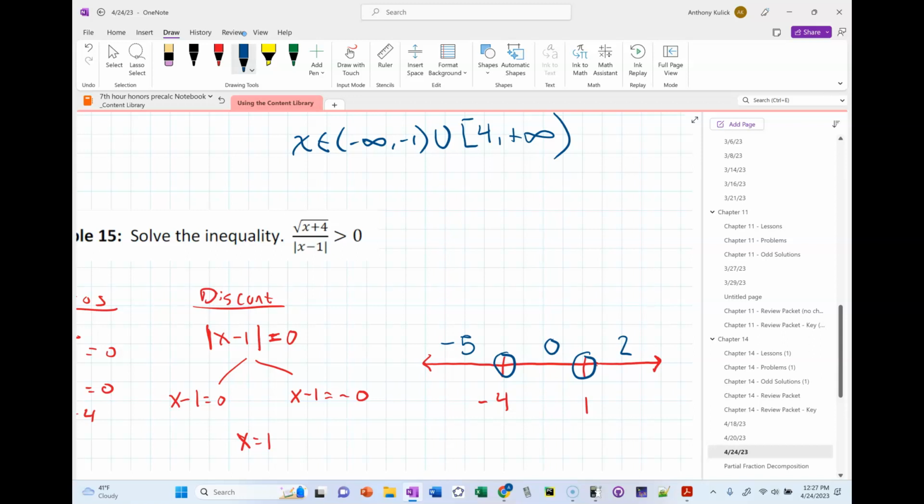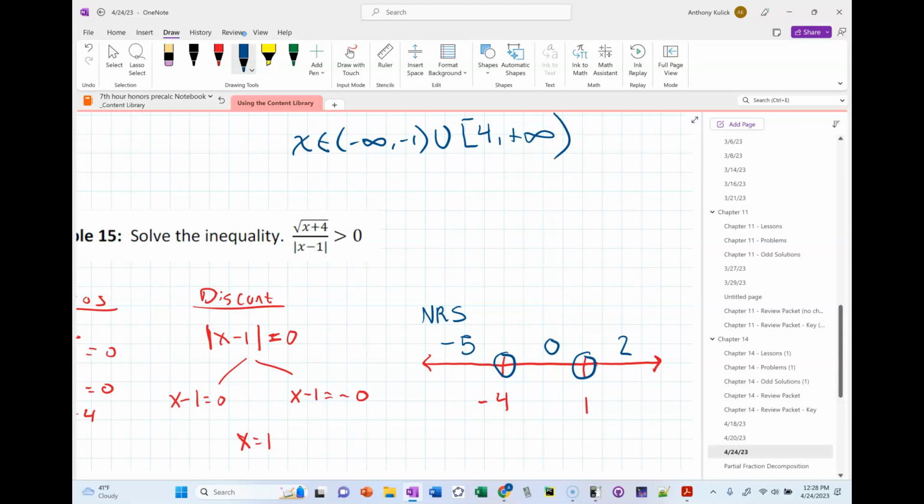All right, let's plug some stuff in. If I plug -5 in, the square root of -5 plus 4 is the square root of -1, which is non-real, right? So that does not count as negative or positive. I'm just going to write no real solution there. That'll not be part of either, regardless of whether that was a greater than or less than inequality. The imaginary parts don't count for either. Everybody's okay with that?